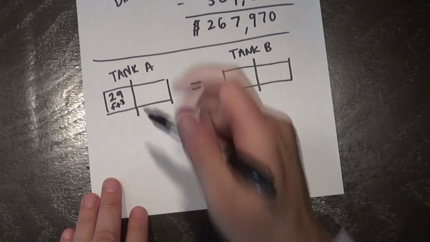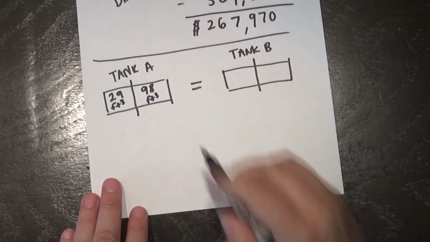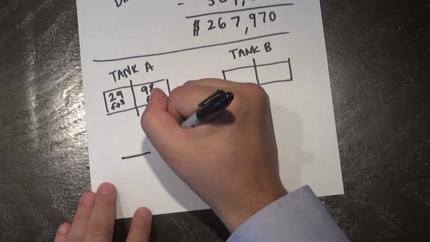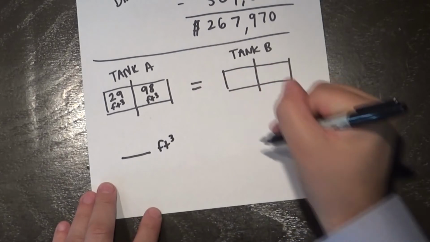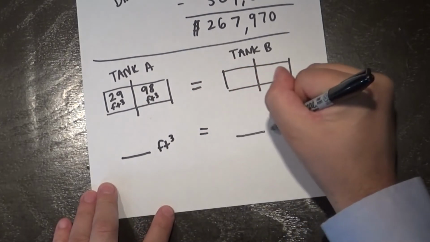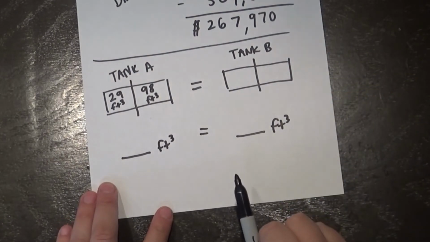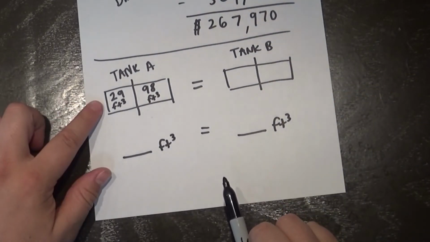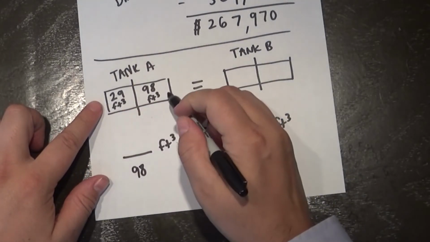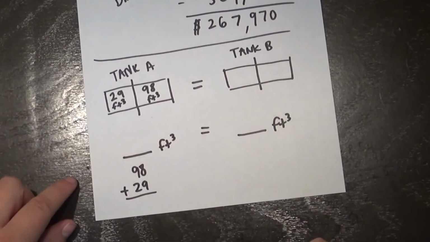I know another section is 98 cubic feet. If I can figure out the total volume of cubic feet for tank A, I know that's going to be equal to the total volume in cubic feet for tank B because they're the same. So I can do some quick math here and figure out that total. That would be 98 for the first part, 29 for the second part, and I'm just adding them together.